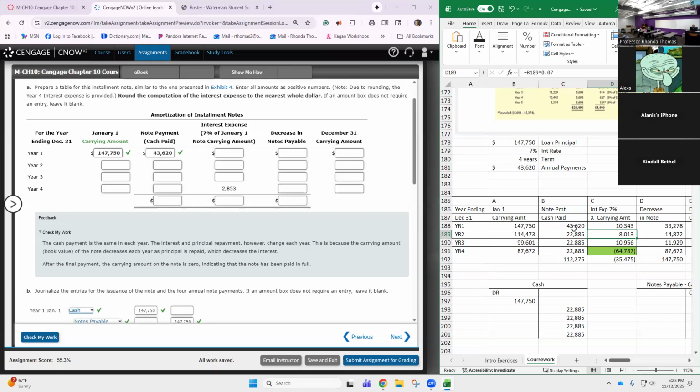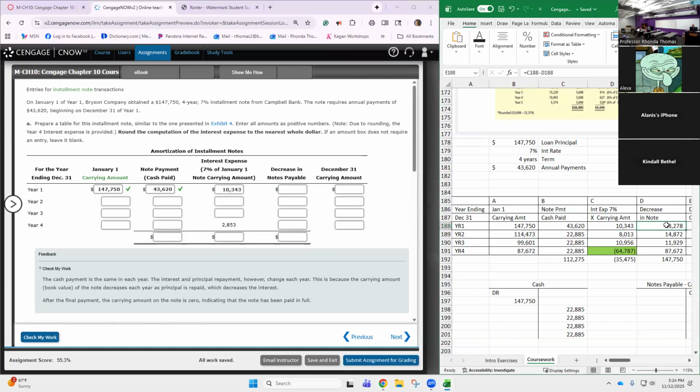Then we're going to subtract that interest from the payment. The first interest I've got is $10,343, and I'm going to subtract that interest from the payment to see how much of the payment is going to be paid down on the note. So of that $43,620, $10,343 was interest. That means the remainder, $33,278, was paid down on the note itself.